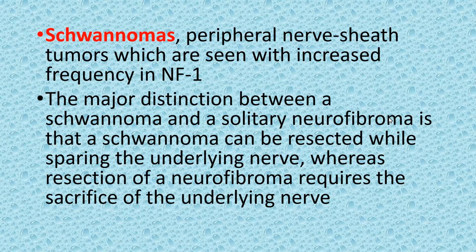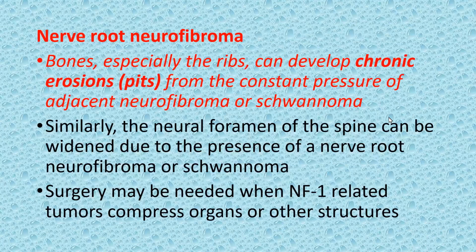Nerve root neurofibromas: bones, especially the ribs, can develop chronic erosions from the constant pressure of the adjacent neurofibroma or schwannoma. Similarly, the neuroforamina of the spine can be widened and can give you a dumbbell appearance due to the presence of nerve root neurofibromas or schwannomas. Surgery may indeed be needed when neurofibromatosis 1 related tumors compress organs or other structures.